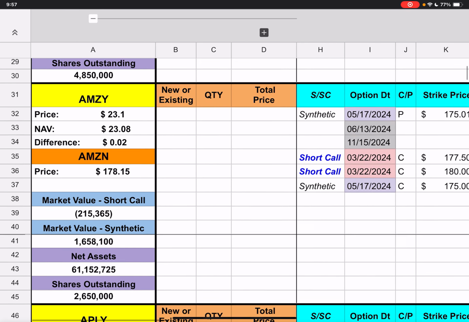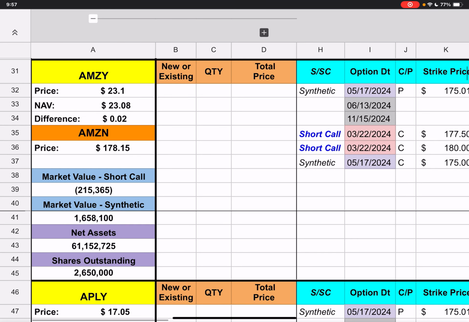If we move on to AMZ, it closed at $23.10. Amazon closed at $178.15. I swear a few of these I feel like they just follow each other. Yeah, that one and AMD's only a few cents apart. There's another one that's exactly the same way, and it confuses me. But sorry, Amazon closed at $178.15.